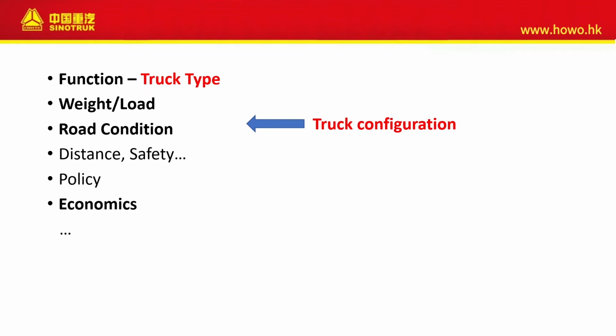First, we need to consider the truck type. That is mainly decided by the function of the truck. What's the purpose you want to use this truck for? And then we will have to consider a list of factors which determine the truck configuration. That includes the weight or load of the truck you plan to use, and also the road and working conditions. Of course, there's distance, safety policy, etc. And in the end, we will also emphasize the economics.